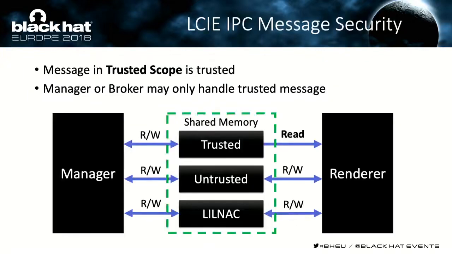There are three types of shared memories. Messages in the trusted scope are trusted. Others are untrusted. The renderer process has no permission to write messages into the trusted scope. In the manager and broker, sensitive functions check the message type. If a message is untrusted, it will not be handled. This prevents untrusted processes from calling sensitive functions.